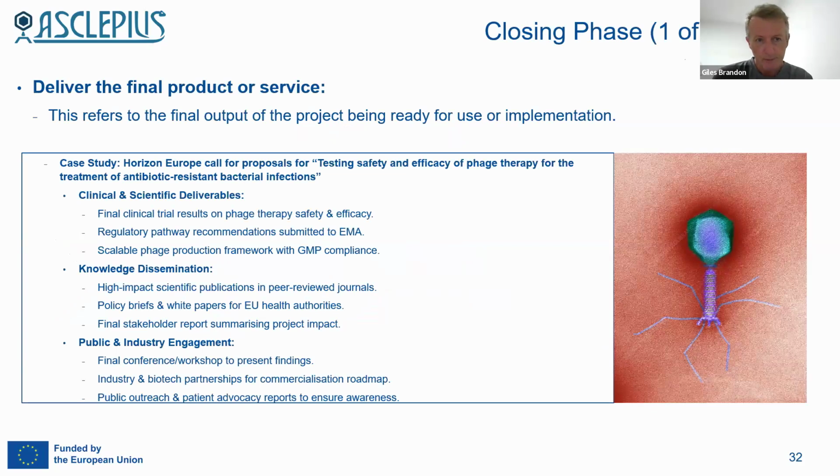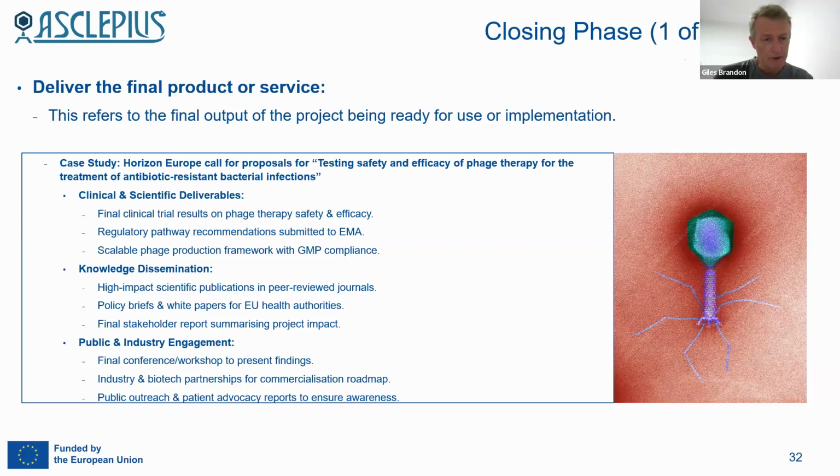I've written here, deliver the final product or service. To be honest, when I wrote this, I was thinking more generally about EU projects, which are not only dealing with, say, bacteriophages but more projects where it's ICT, some kind of computer system or some kind of new sensor and so forth. I guess in the context of bacteriophages, it's a combination of those things, isn't it? Product and service that you've got at the very end. Anyway, what will they be? Well, what do we think they might be?